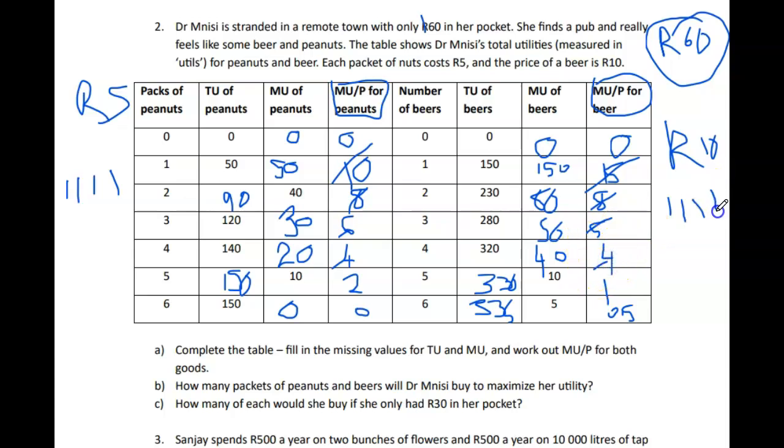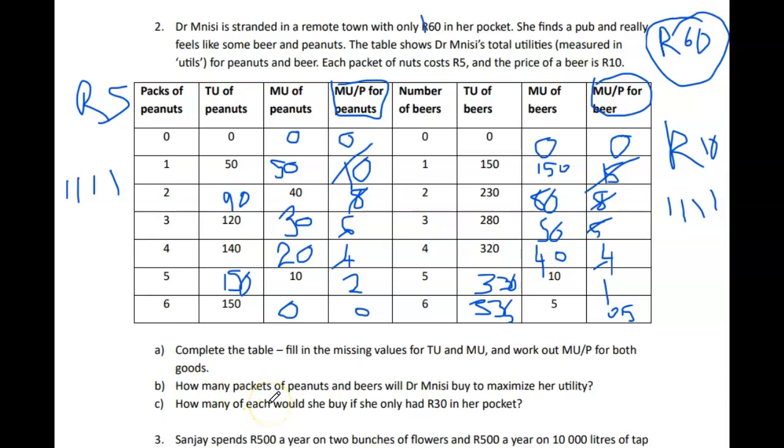Perfect. Now if you work it out, 10 rand each, so we pick 4 beers. 10, 20, 30, 40 rand worth of beers. 5, 10, 15, 20 rand worth of peanuts. So that's 60 rand, maximizing our budget. To answer the question, how many packets of peanuts and beers will maximize our profit? There'll be 4 beers, and 1, 2, 3, 4, sorry, 4 peanuts and 4 beers, okay?